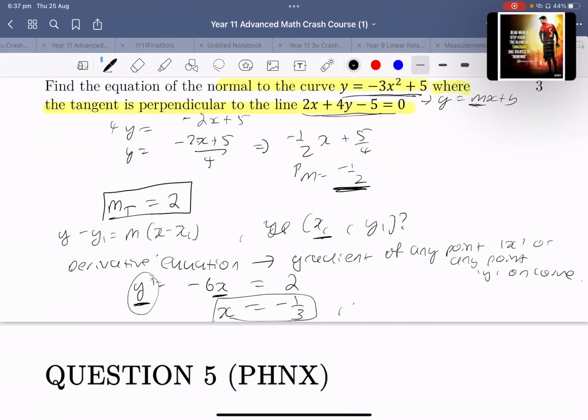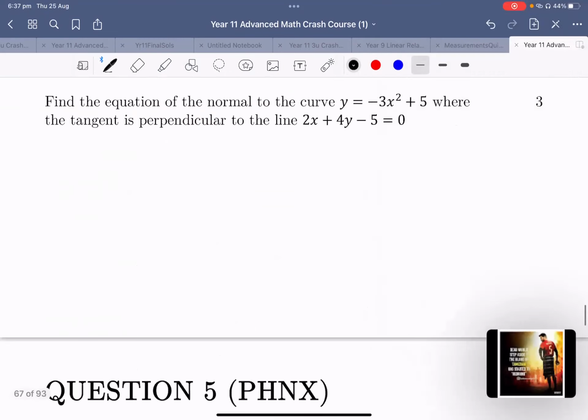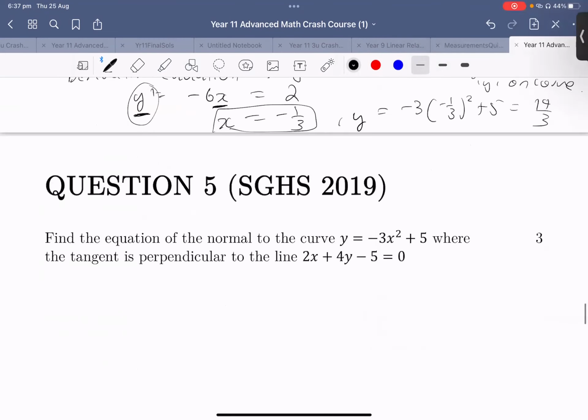And we can just simplify the y value by subbing in x is equal to minus a third into this equation here. It's going to be 3 minus a third squared plus 5, which with the help of a calculator will give you 14 on 3. Okay, continuing on. So our x1, y1 is now minus a third, 14 on 3.